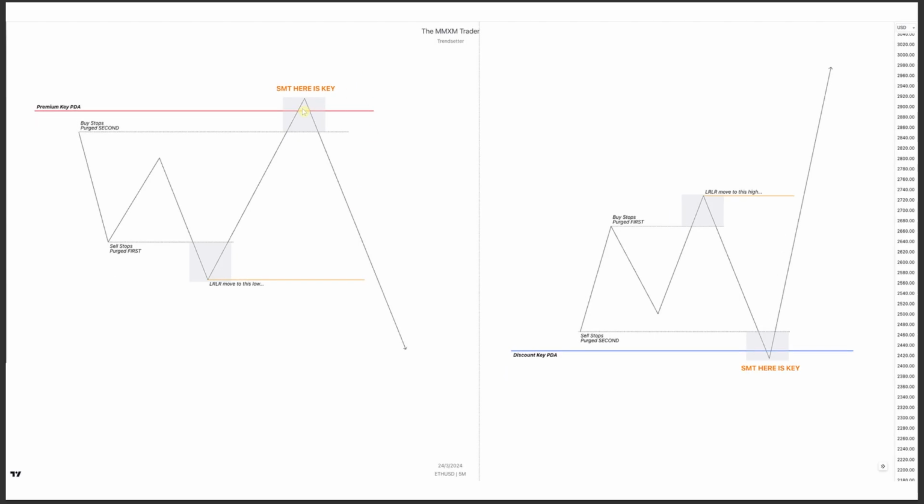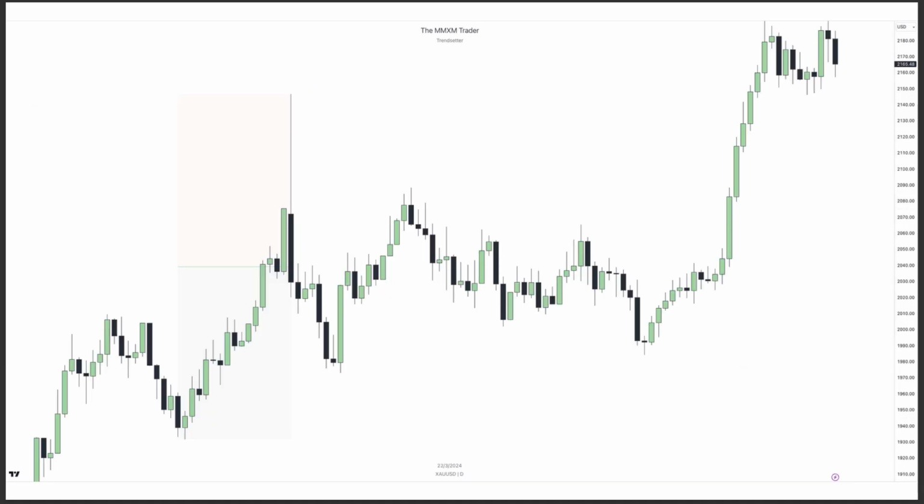Now what is a key signature? We want to see SMT happen on that higher time frame PD array. So this is key: double purge and SMT for that low resistance liquidity run. Now let's go over a couple of examples so we can spot it on the charts.